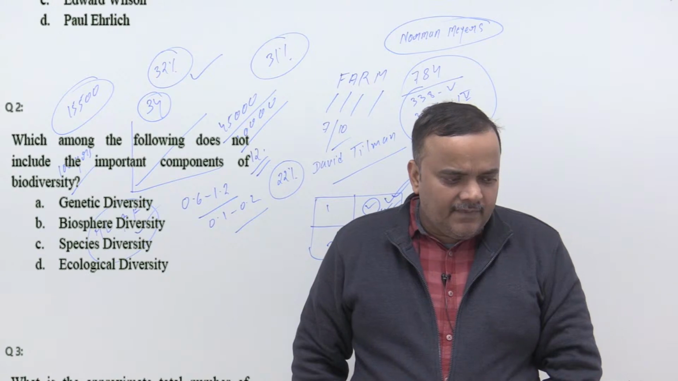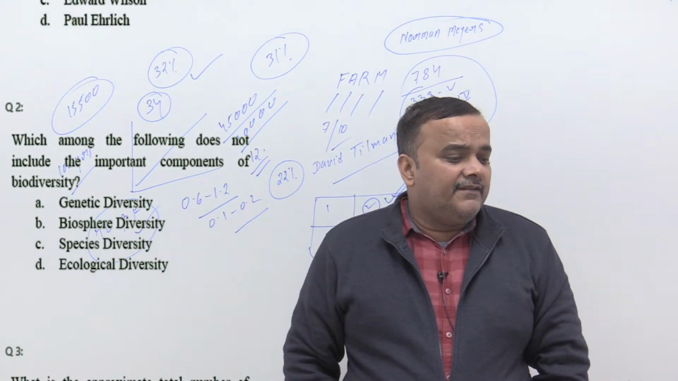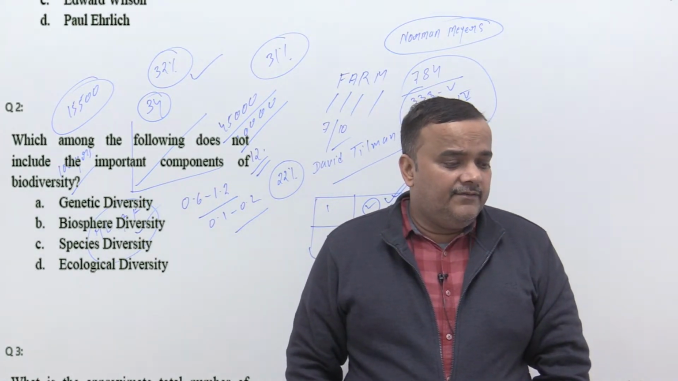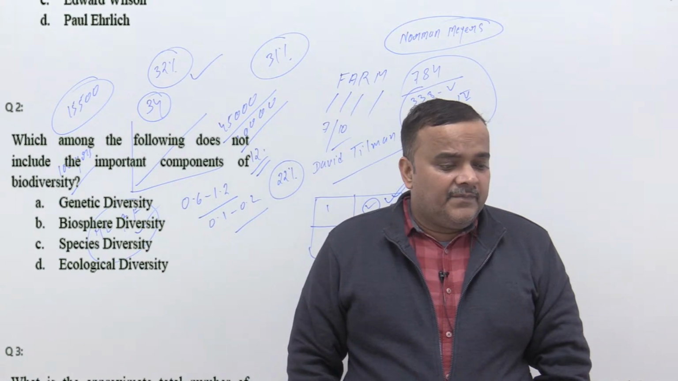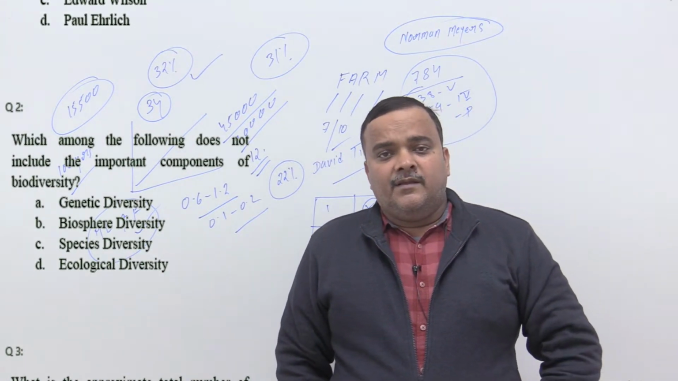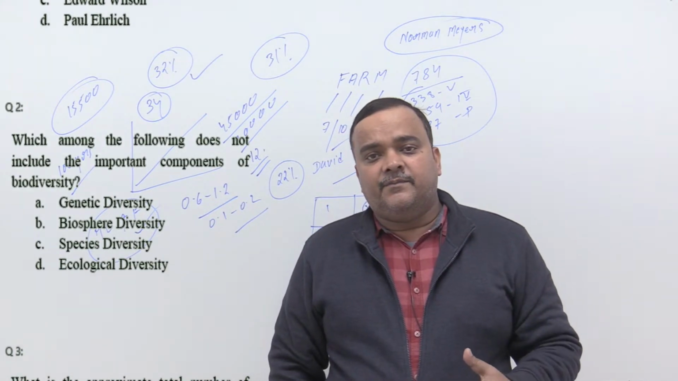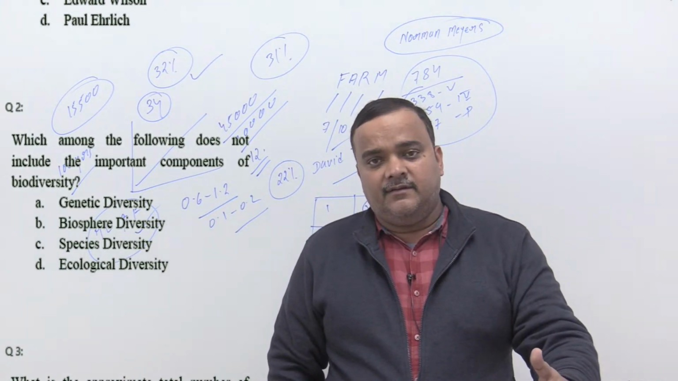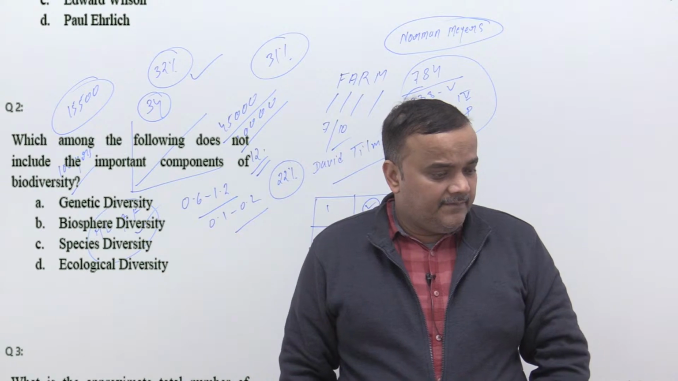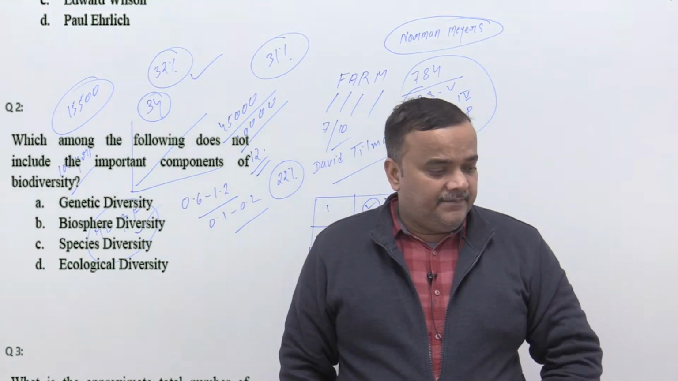Ecotype I have discussed in the first chapter of ecology; you can go through it. An ecotype is a variant of a species present in a different habitat. That is ecotype; it is a habitat type.